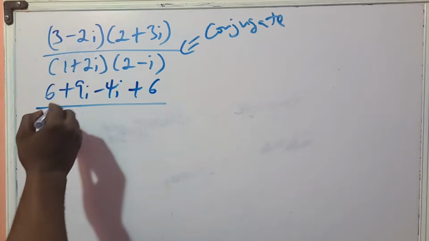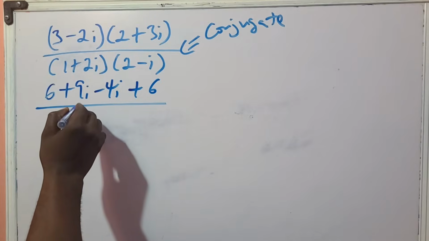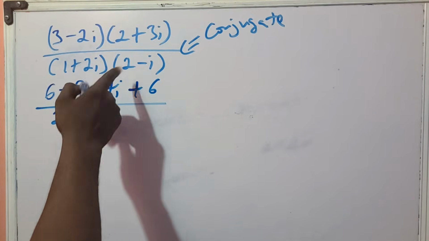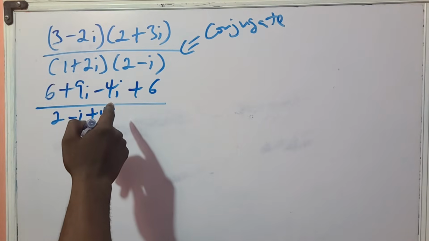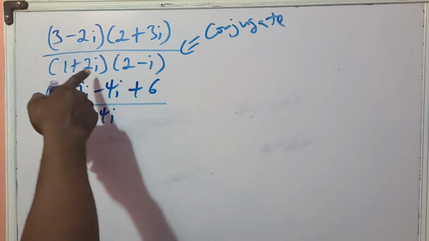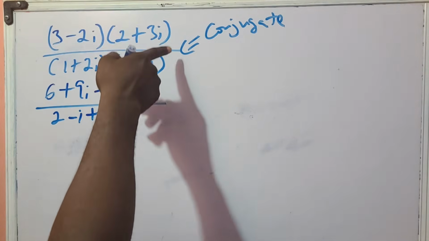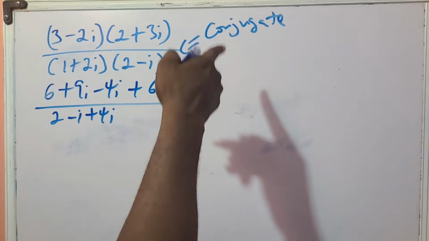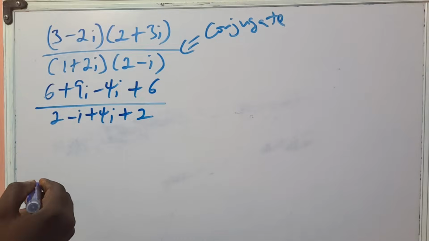Then we have 2. 1 times 2 is 2. 1 times minus i, this will be minus i. And this will be plus 2 times 2, this will be plus 4i. And then this will be 2 times this, which should be minus 2i squared. But because we have i squared there, that will be minus 1. So this will end up being just 2.